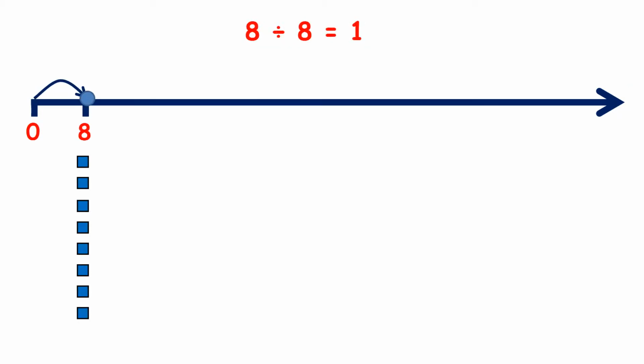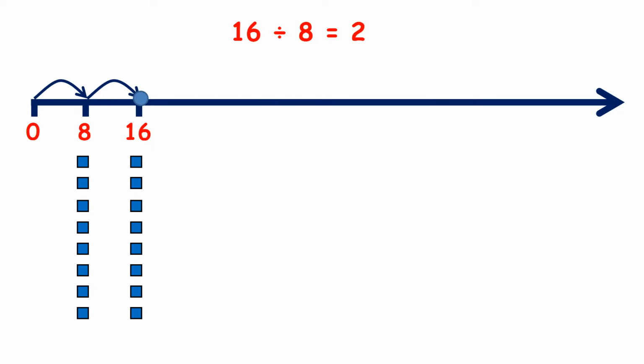Now we're going to learn our division facts for the 8 times table. 0 divided by 8 is 0. 8 divided by 8 is 1. 16 divided by 8 is 2. So if we have 16 blocks, we can make 2 groups of 8.